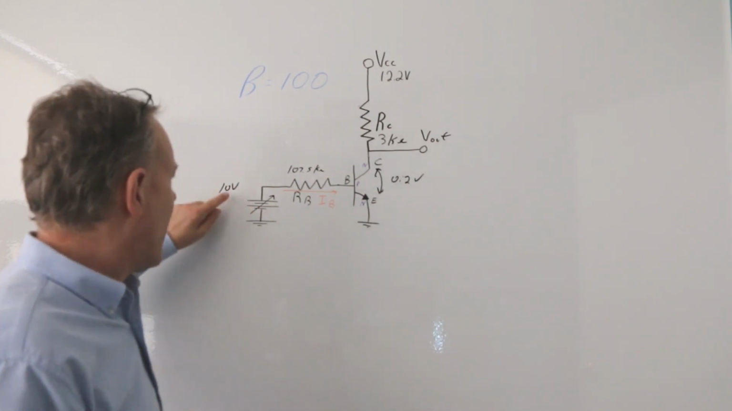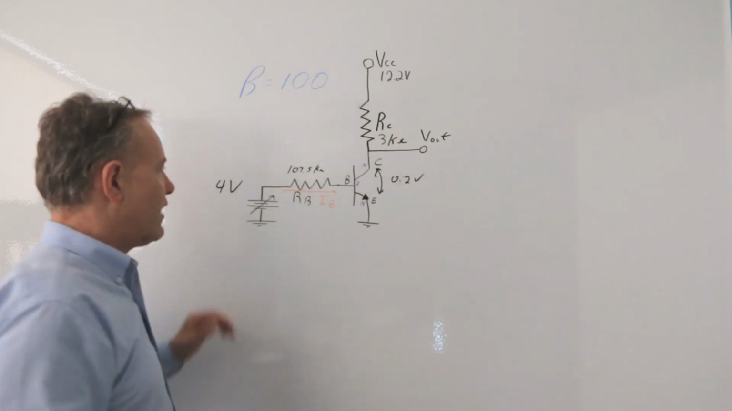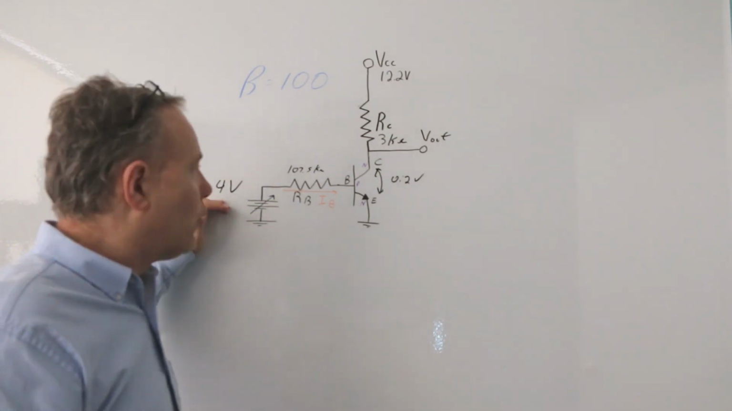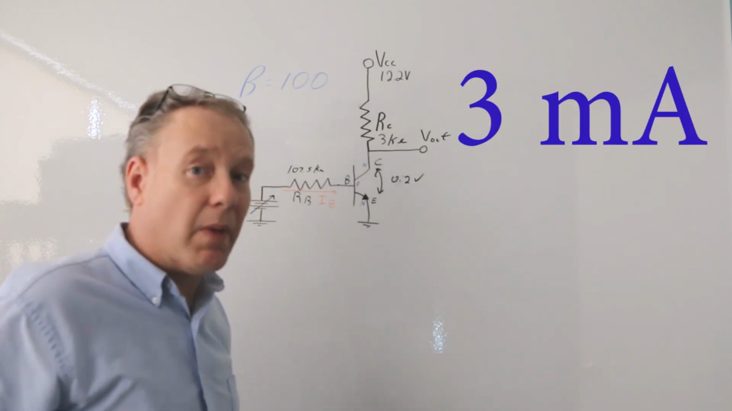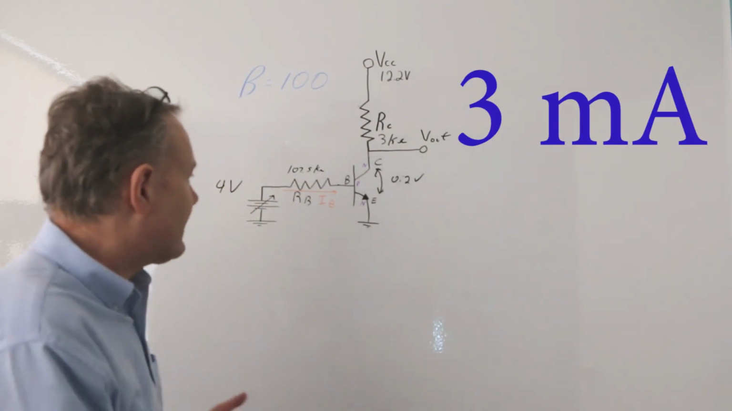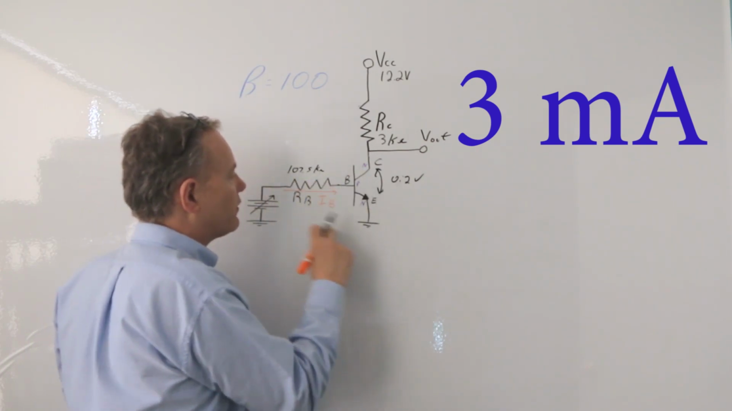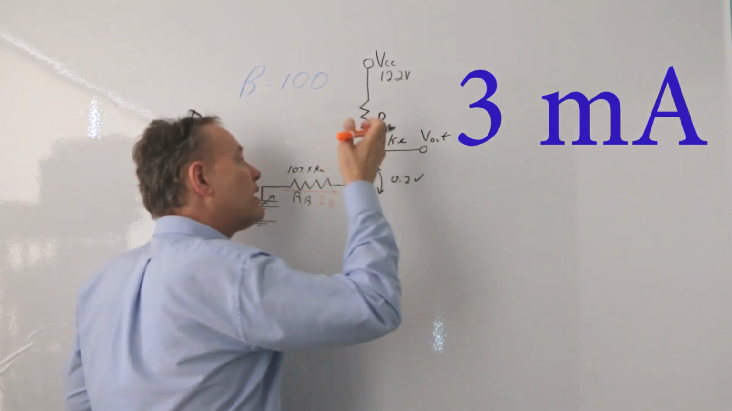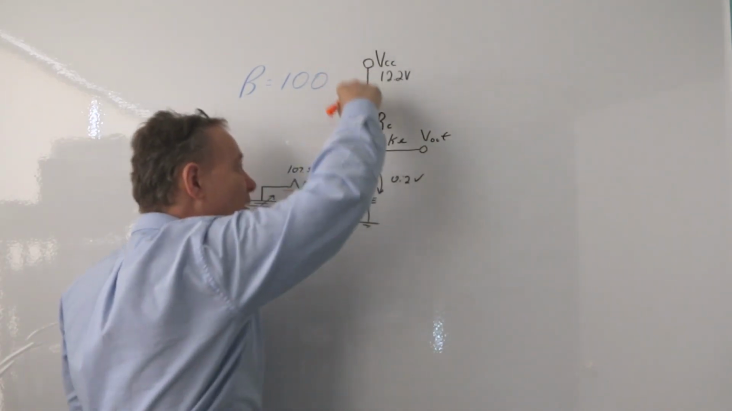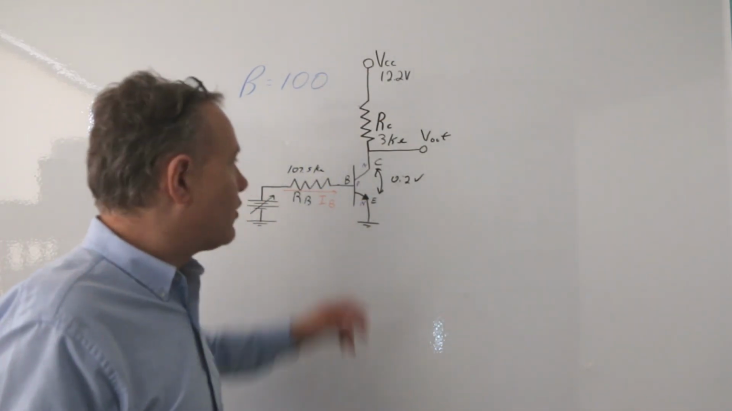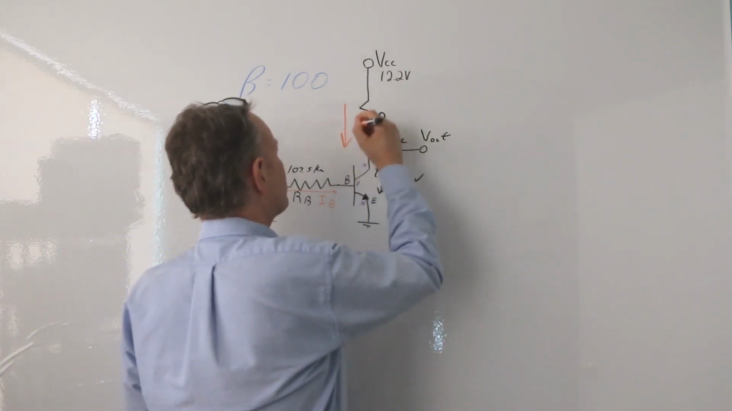All right. Now I'm going to kick this down to 4 volts. If I kick that down to 4 volts, we know that the current going through here is going to be 30 microamps, because before we calculated 30 microamps going through here. So with 30 microamps going through here, I'm going to have 3 milliamps going through here. So with 3 milliamps going through here, I know that this is going to be 3 milliamps.